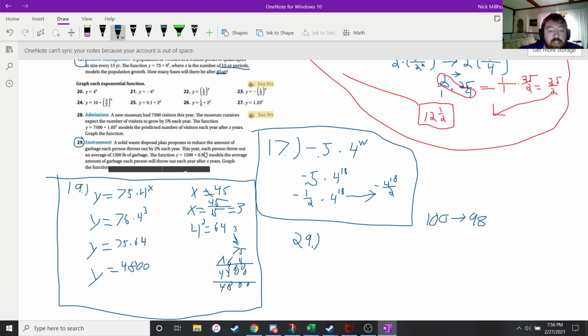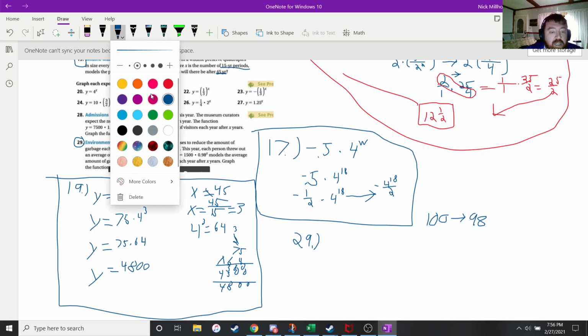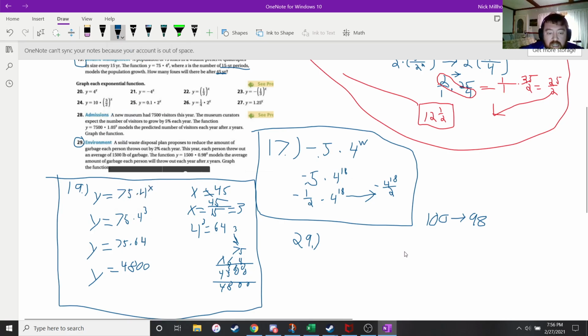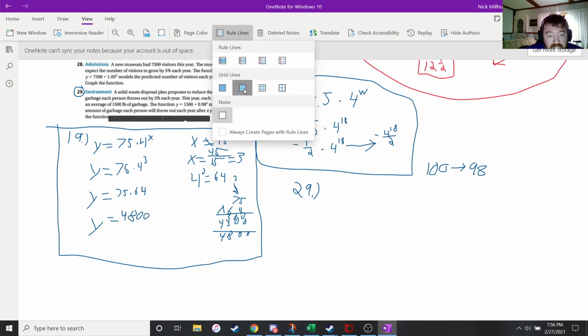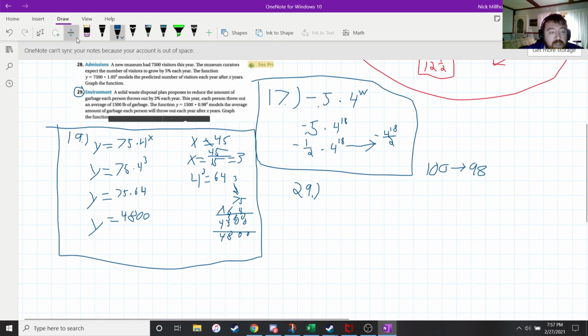So this year, each person threw out an average of 1,500 pounds of garbage. The function y equals 1,500 times 0.98^x models the average amount of garbage each person will throw out each year after x years. Graph the function. So what we want to do here is, this is going to be a fun one. I'm not going to have anything this crazy on your tests, but it wants us to graph it out.